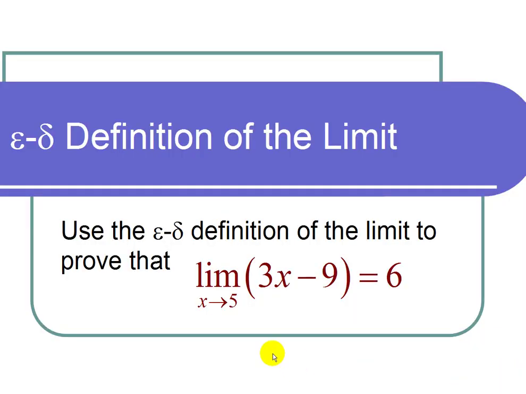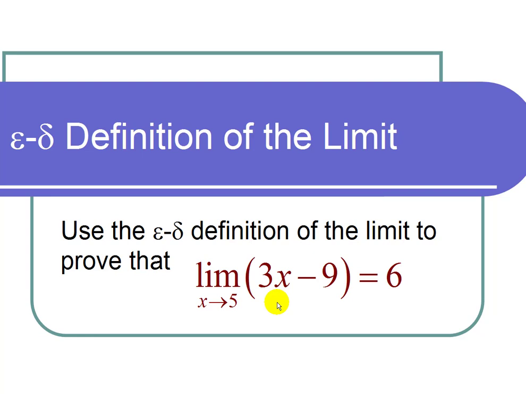This is a video on using the epsilon delta definition of the limit. The question is, use the epsilon delta definition of the limit to prove that the limit as x approaches 5 of 3x minus 9 is equal to 6.